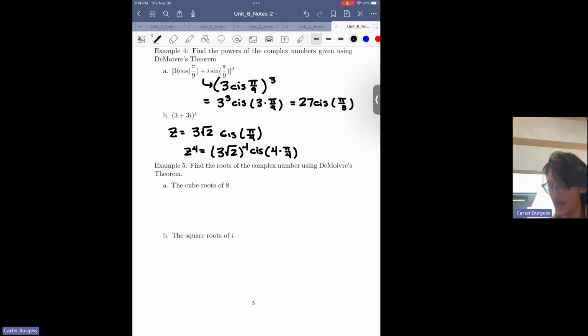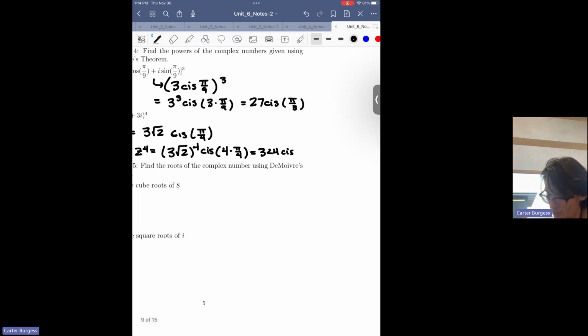I get 3 root 2 to the power of 4. 3 to the power of 4 is going to be 81. Root 2 to the power of 4 is just 4. And then 81 times 4 is going to be 324. CIS. 4 times pi over 4 is going to be pi.